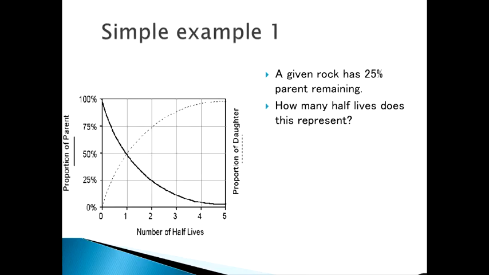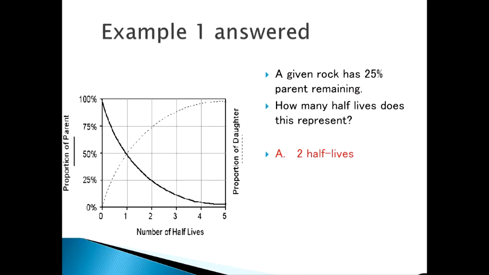A simple example. I have a given rock. I'm giving you a rock, and I can tell you that I've measured it, and there is 25% of the parent remaining. Now this first question I ask, how many half-lives does this represent? This one isn't calculating anything. It is simply asking you to understand the graphs. So, what's the answer? The answer is 2 half-lives.